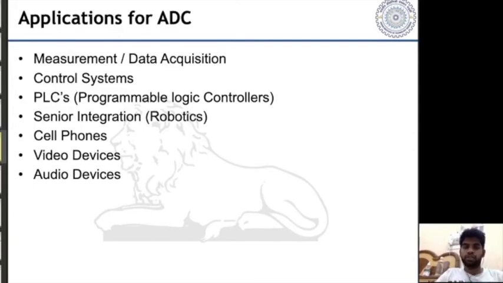Here is a short list of the devices on which ADC is used: measurement and data acquisition, control systems, PLCs, sensor integration, cell phones and video devices, and audio devices. Each of these devices should have an ADC for their function. I will just give a short glimpse of each device. There are some notes given there, but they don't need much explanation, so you can have a short look.